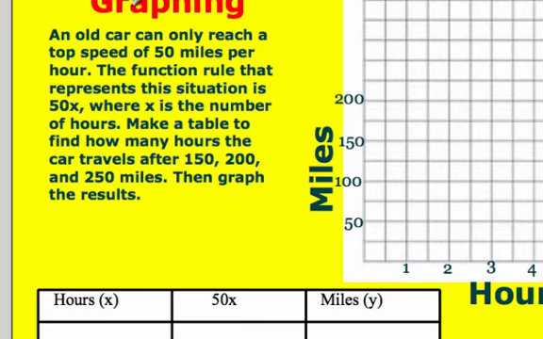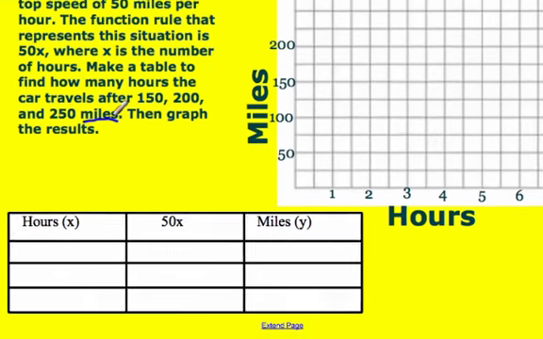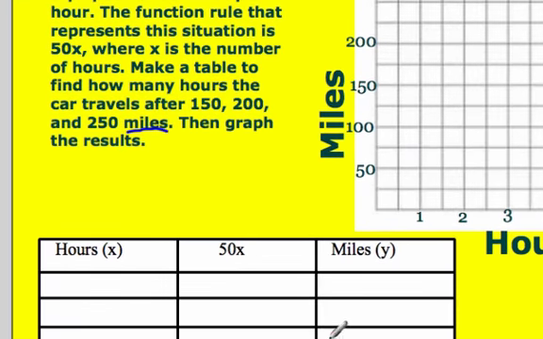Alright, function tables and graphing. An old car can only reach a top speed of 50 miles per hour. The function rule that represents this situation is 50 times x, where x is the number of hours. Make a table to find how many hours a car travels after 150, 200, and 250 miles. Then graph the results. You can see our function rule right here. And what have they given us in this problem? They have not given us the hours. They're saying x is the number of hours, and they'll give us the number of miles. You can see right here, they gave us that. So down here in the chart, we're going to write the number of miles, which they're giving us. So they're giving us the output here.